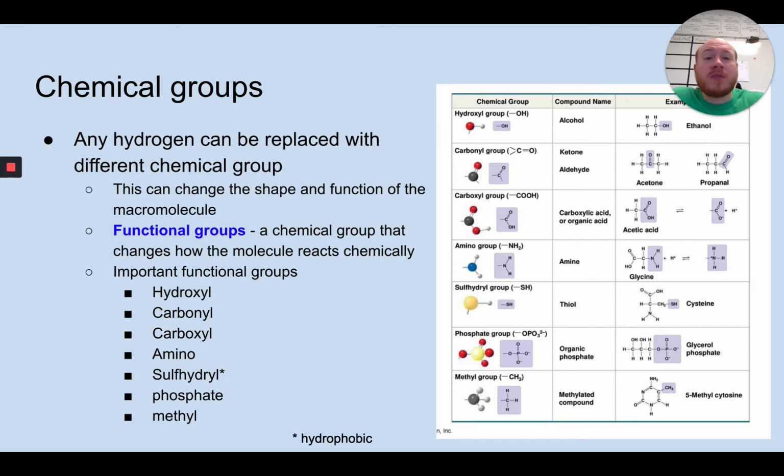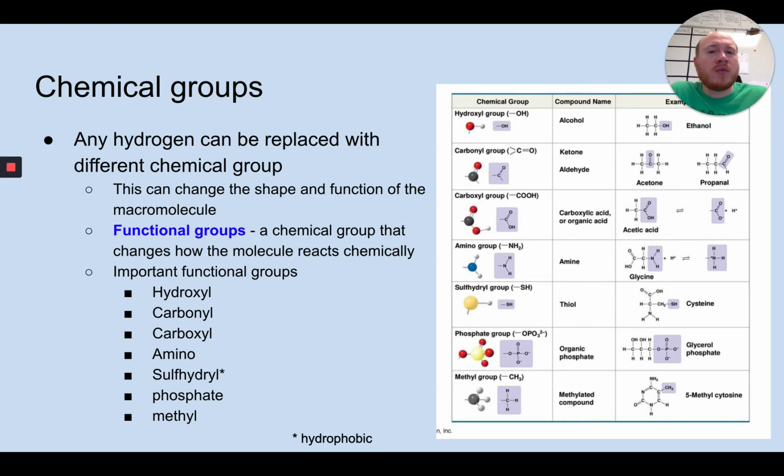This can change both the shape and the function of the macromolecule itself. And you can do lots of different variations. Organic chemistry is incredibly complex with many, many different molecules. Functional groups are a chemical group that changes how the molecule reacts chemically. And there's a number of important functional groups that you'll have to be aware of, and some that you will just need to know what they are.